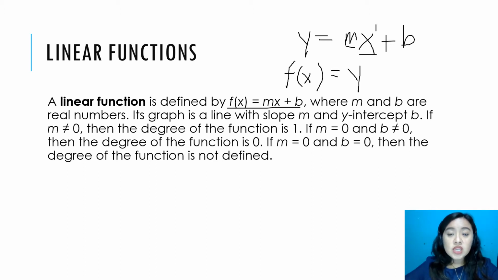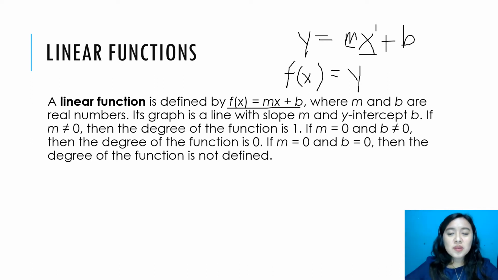If si m daw kay 0, obviously if m is 0, the variable x will also be 0. So wala na siya ang mx. Ang mabilin ra dira is b. If m is 0 and b is not equal to 0, so ang b ra ang nabilin, iyahang degree is 0. Kay the exponent of any whole number is an imaginary 0. So, ang iyahang degree, the highest degree niya is 0. But if both m and b are 0, then dili ta maka-define sa degree sa function kay wala may mabilin.